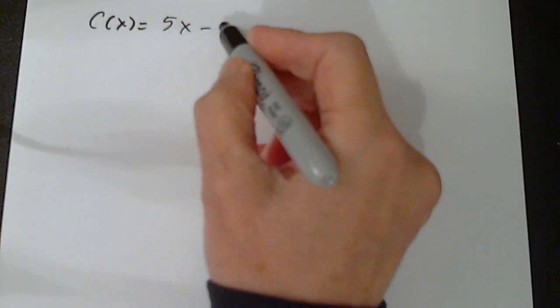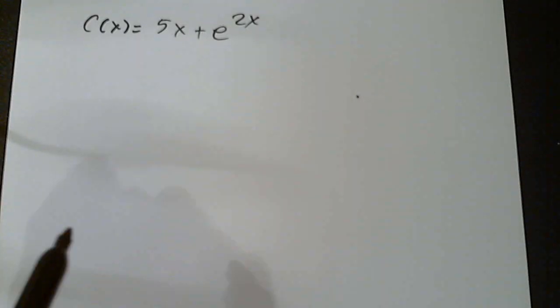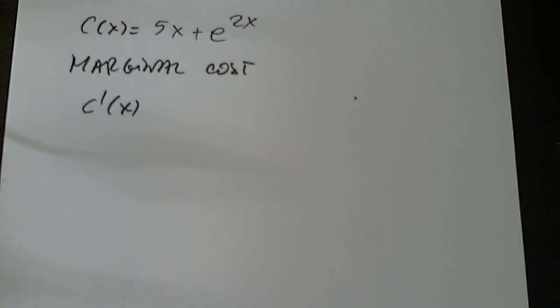Let's say the cost function is 5x plus e to 2x. I just made it up. And if I'm asked to find marginal cost, what do I find? What do I do? You find C prime. Yes, this is the marginal cost.